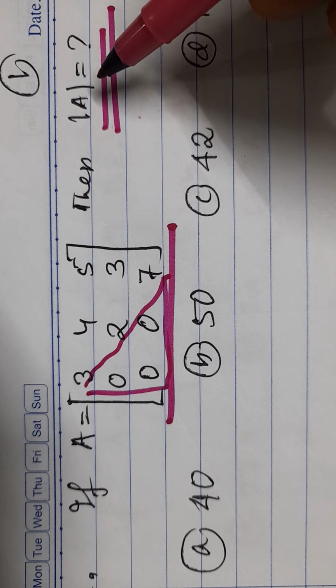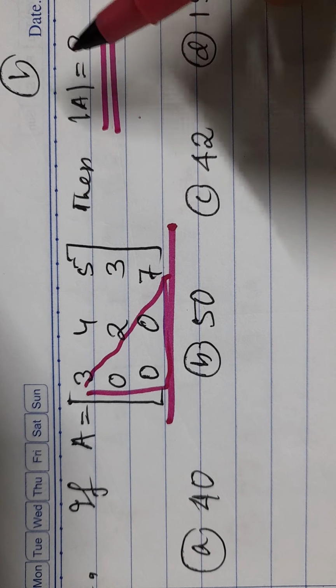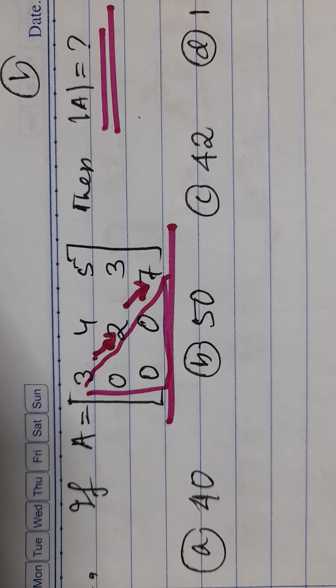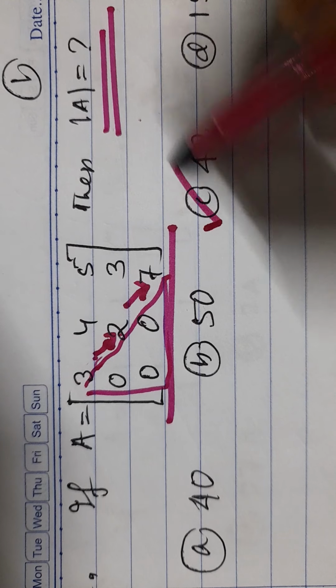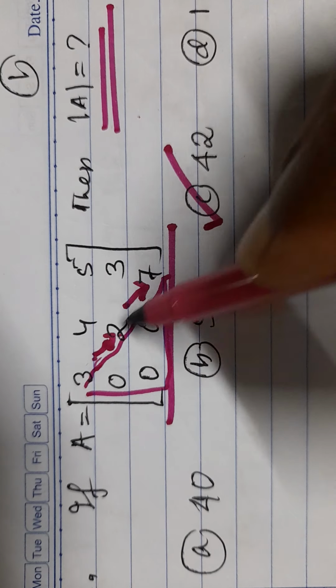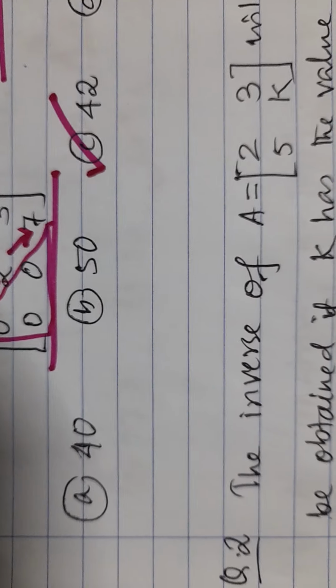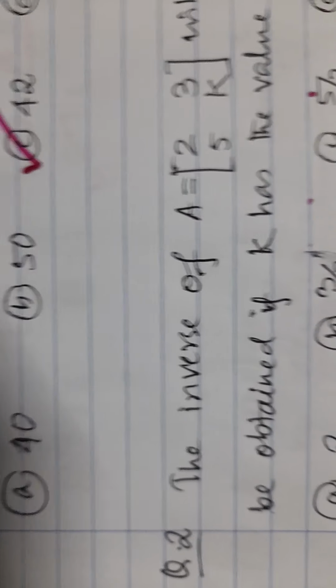If we need to find the determinant, we just multiply the principal diagonal elements, and we get the value of the determinant. That is 3 into 2 into 7. 3 into 2 is 6, 6 times 7 is 42. So the correct answer is 42. We just have to multiply the diagonal elements. This is the answer of question number 1.